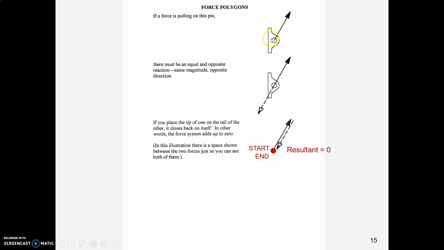Here's our bracket with one force pulling on it. There's an equal and opposite force pulling the opposite direction. And if you want to think about a resultant, the resultant is 0. You start at the start point, you end at the end point, which is the same point. The length of that resultant is 0. In other words, those two arrows add up to 0. It forms a closed loop.